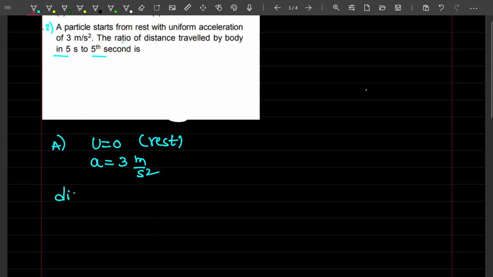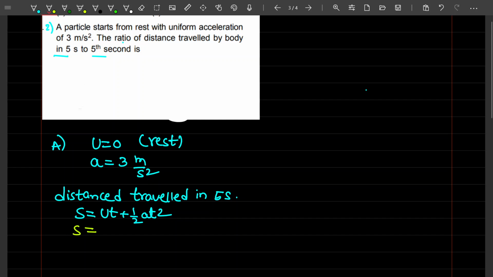So distance travelled by the body in 5 seconds, we can use the formula S equal to ut plus half at square. Now distance travelled in 5 seconds, S equal to initial velocity 0, 0 plus 1 by 2 into acceleration 3 into t square, value 25. This 5 square is 25. So this is total 75 divided by 2 meters.